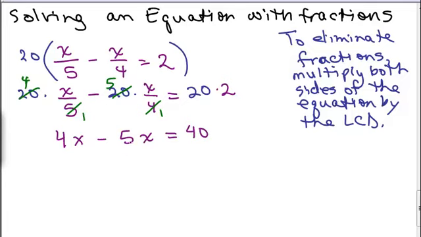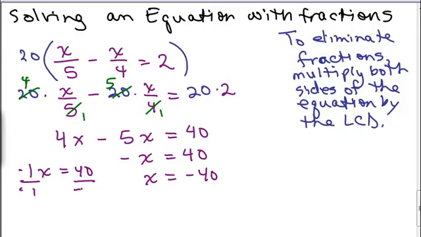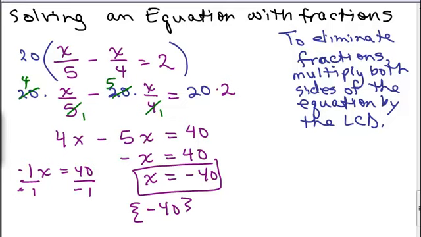So 4x minus 5x is negative 1x, or negative x. And then you could just take the opposite of both sides and say x is negative 40. If you're not used to that, you could think of this as negative 1x equals 40 and divide both sides by negative 1. Same answer, you're going to get x equals negative 40. So this is what we got, right? And that means the solution, we hope, is negative 40.